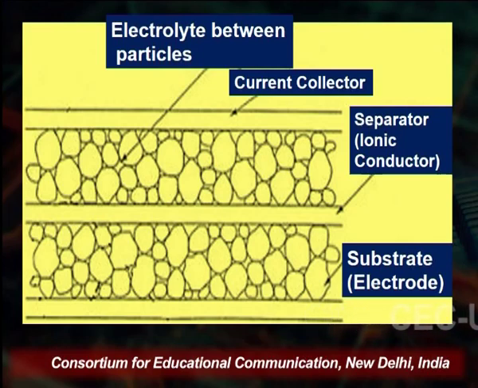Now these capacitors have a plate separation distance in the few nanometer range. On the screen, this is the basic representation. You are seeing here that we are using the electrolyte between the particles. The current collector is on one of the sides here. A separator is used between the two electrodes, which are kept at a distance. Now you see this is a substrate, that is the electrode which we will use.